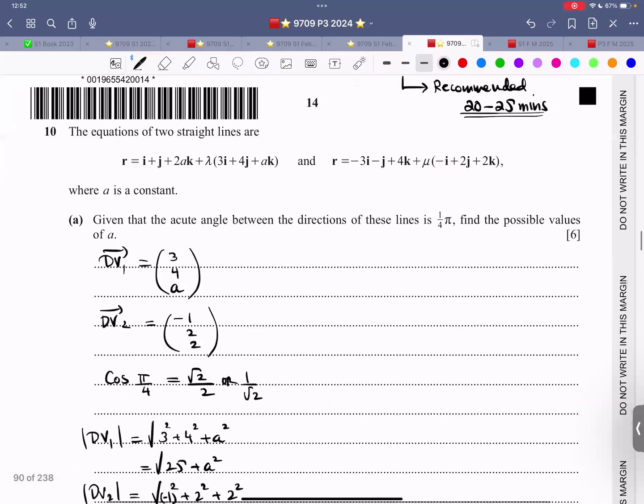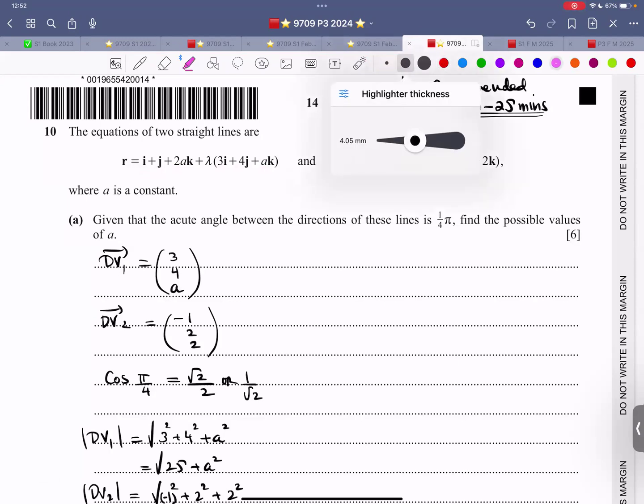Now let's have a look at this question. It says r is equal to 1, 1, 2a plus lambda 3, 4, and a. So there are 2 a's that I see over here. Mark it down. So there are 3 a's over here. There is this a, there is this a. There are no a's over there. The lambda is over here. So let me write this as lambda. And over here, this is mu.